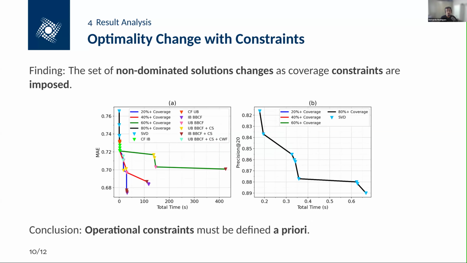In real-world applications, we usually have constraints, like I needed at least 60% coverage. This graph shows that the optimal solutions shift as these constraints are imposed. A variant that is ideal when you're just fine with 20% coverage might be a terrible choice when you need 80%. This leads to our third conclusion. You should define your operational requirements first because the best model is a moving target. Stakeholders should pick the architecture that fits their specific balance between performance, coverage, and time, according to the Pareto frontiers.